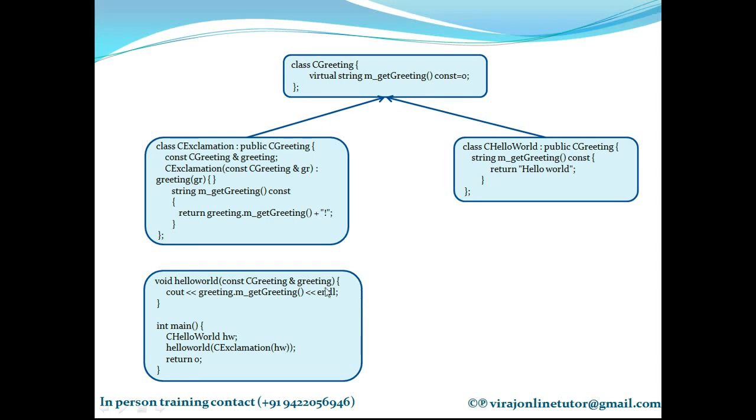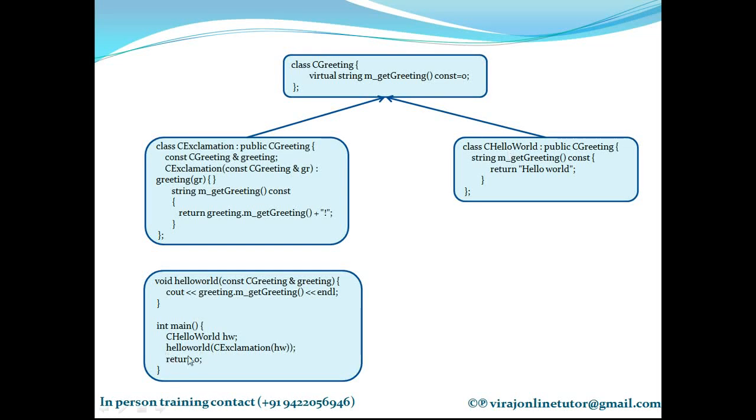So in HelloWorld, what am I doing? I'm getting a greeting object and I'm just calling getGreeting, as simple as that. I'm just calling the getGreeting API of the greeting object. So in the main function, what do I do? I create a HelloWorld object. So as soon as I create a HelloWorld object, the object of this class is created.